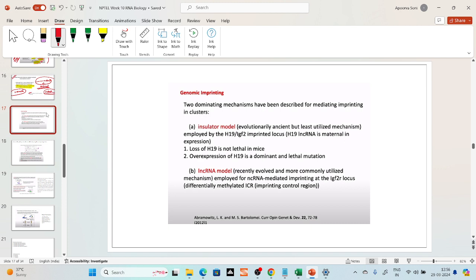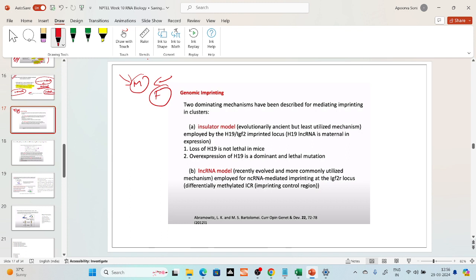So now, as we talked about genomic imprinting, where one of the alleles is silent. A gene has two alleles, one allele comes from the mother, the other allele comes from the father. One of the alleles is silenced, so the expression is only because of one of the alleles. This is genomic imprinting.